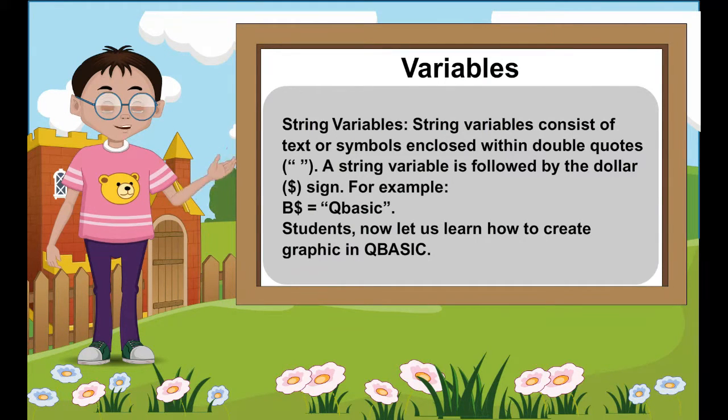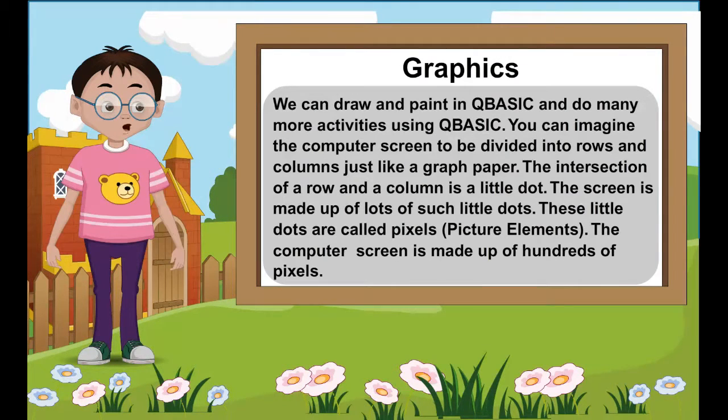Students, now let us learn how to create graphics in QBasic. Graphics. We can draw and paint in QBasic and do many more activities using QBasic. You can imagine the computer screen to be divided into rows and columns, just like a graph paper. The intersection of a row and a column is a little dot. The screen is made up of lots of such little dots. These little dots are called pixels or picture elements.